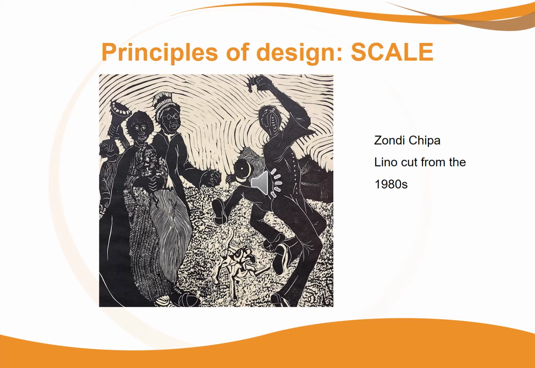This artwork reflects an interesting scale. It's by Zondi Chippa, lino cut from the 1980s. The artwork resembles distribution of the visual weight of objects, texture and space. These elements are balanced to make the artwork feel stable.